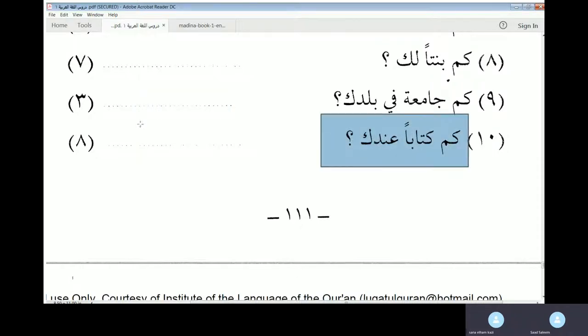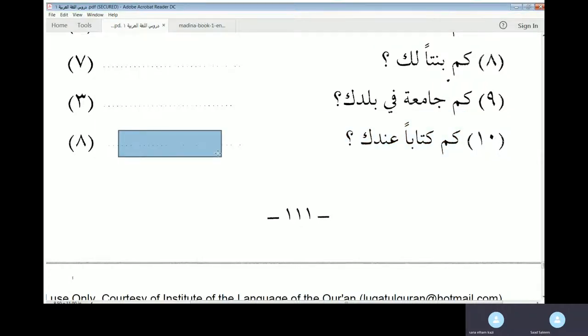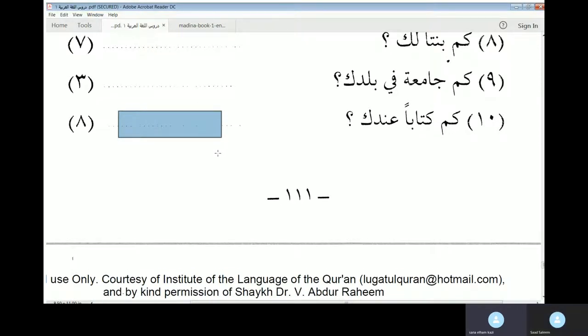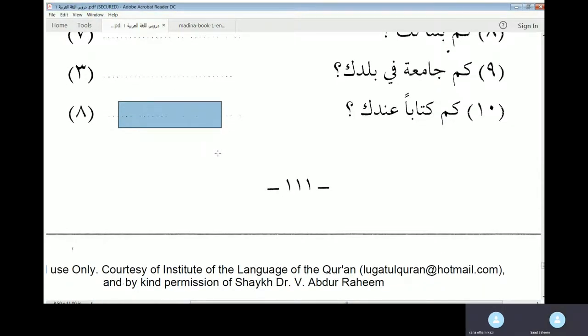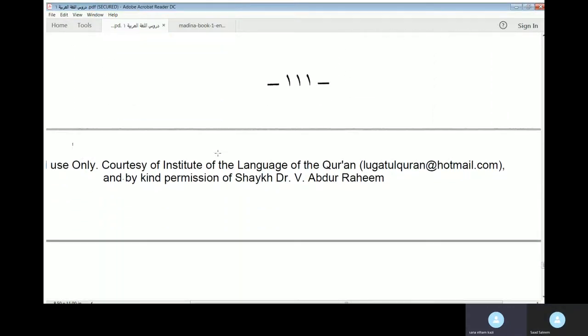Kam kitaban indaka? How many books do you have? Indi thamaniyatu kutubin. I have eight books.